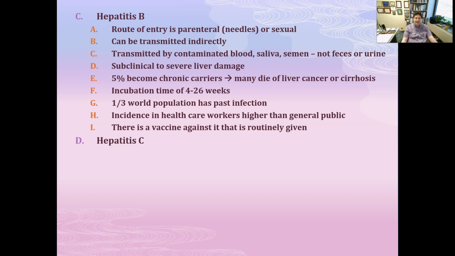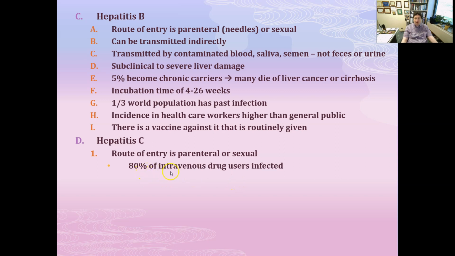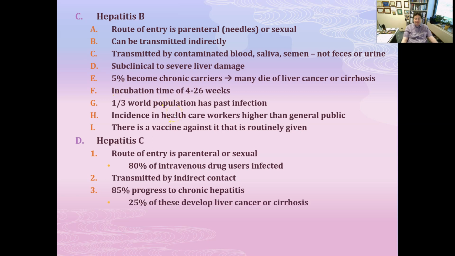Hepatitis C is the most dangerous, the most concerning form of hepatitis. Now, the route of entry here again is parenteral or sexual. 80% or more of intravenous drug users are believed to be infected. It can also be transmitted by indirect contact, but here's the real problem. 85% progress to chronic hepatitis. Remember, only 5% here and none with hepatitis A. 85% progress to chronic hepatitis, and 25% of those develop liver cancer or cirrhosis.